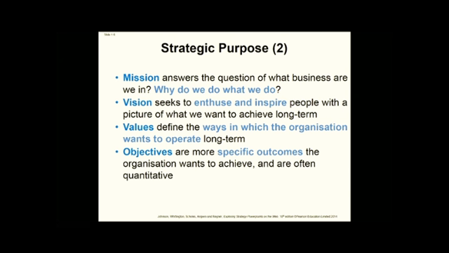And then we get to the interface between strategy and day-to-day operations under the heading of objectives. These are more specific outcomes of what the organisation wants to achieve. These are often quantitative. There are some numbers there, but not always.